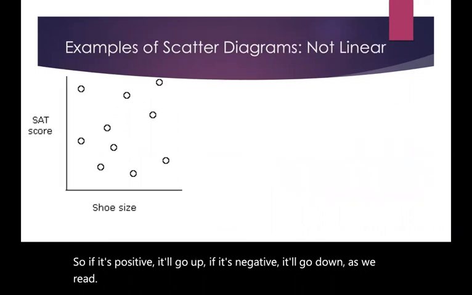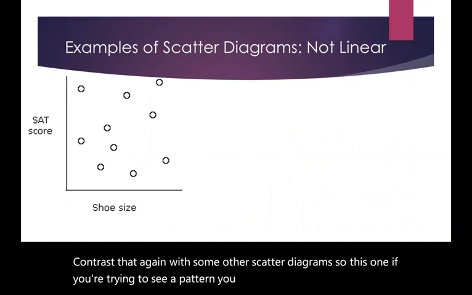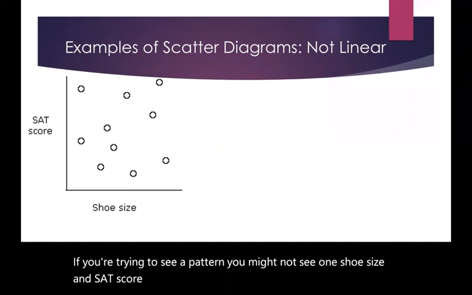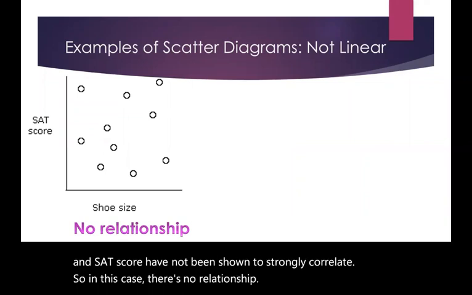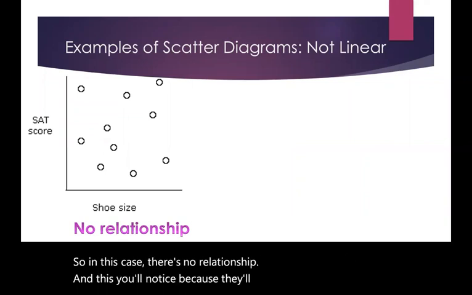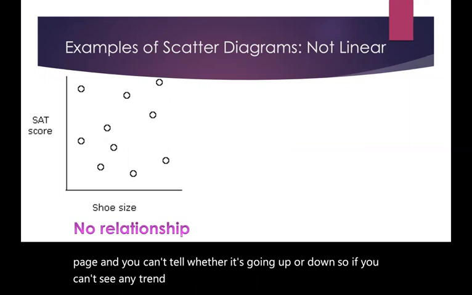Contrast that again with some other scatter diagrams. In this one, if you're trying to see a pattern, you might not see one. Shoe size and SAT score have not been shown to strongly correlate. So in this case, there's no relationship. And you'll notice this because there'll be a bunch of dots on the page and you can't tell whether it's going up or down. If you can't see any trend, then likely there isn't one.